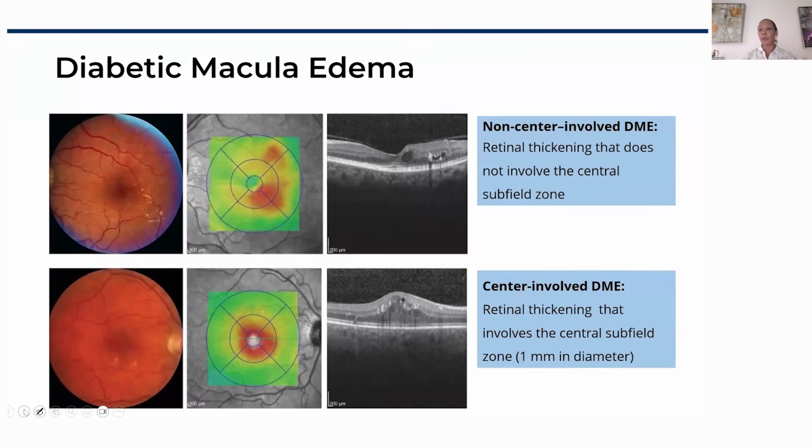So diabetic macular edema can be classified into non-center involving diabetic macular edema, which is retinal thickening that does not involve the central subfield zone. It can also be classified as center involving diabetic macular edema, that is retinal thickening that involves the central subfield zone, or that 1 millimeter area in diameter. And that's the one that we've been using anti-VEGF treatments for.